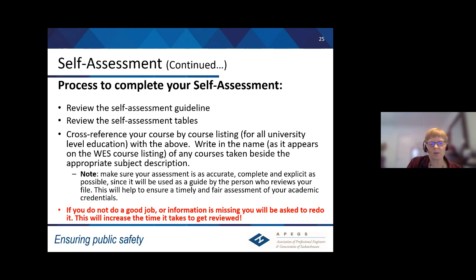It's important that you make your assessment as accurate and complete and explicit as possible, because it's going to be used as a guide by the person who reviews your file. You're much more likely to get a timely and fair assessment of your credentials if you've done a good job on your self-assessment. If there's information missing, you may be asked to redo it, and that's going to just make everything take longer.